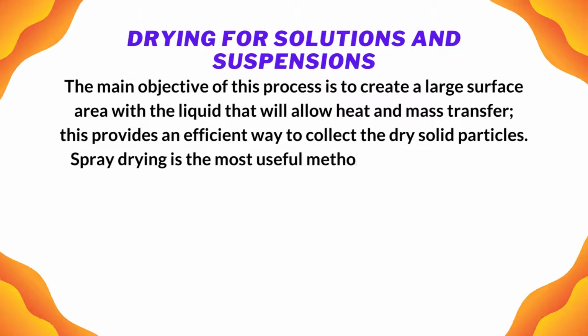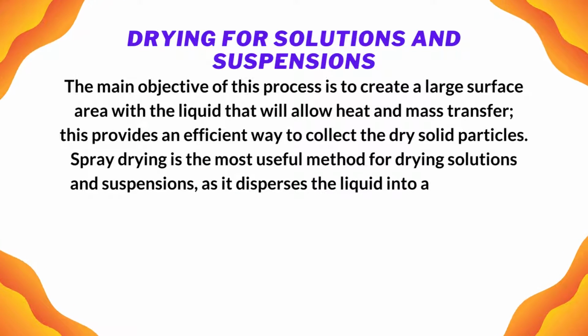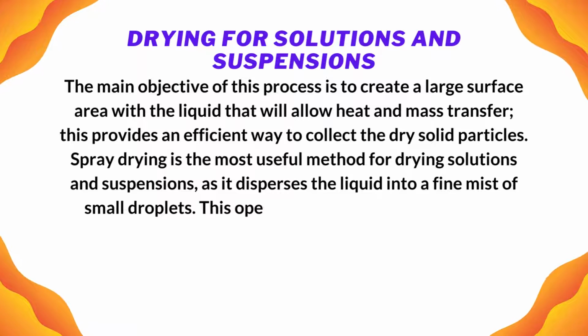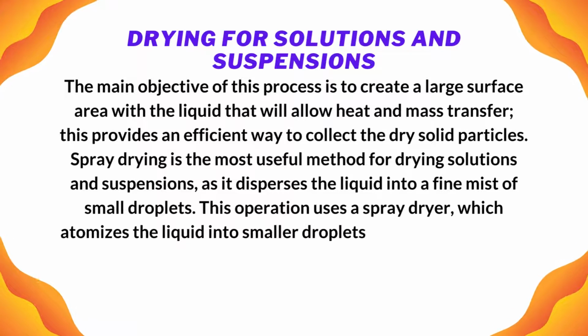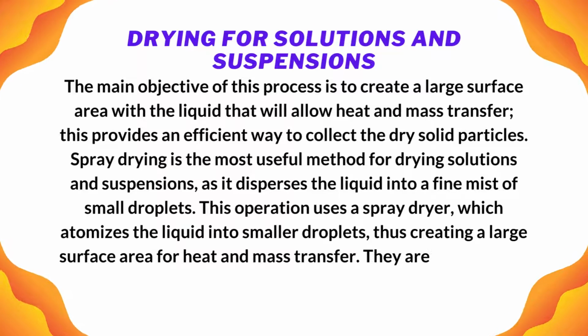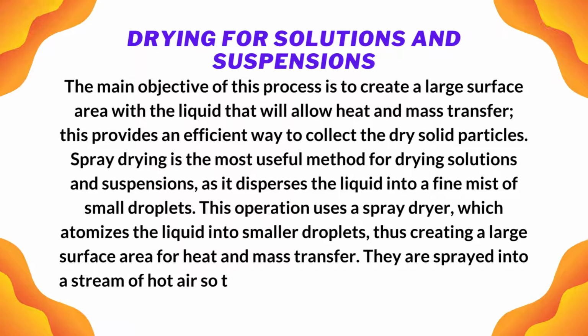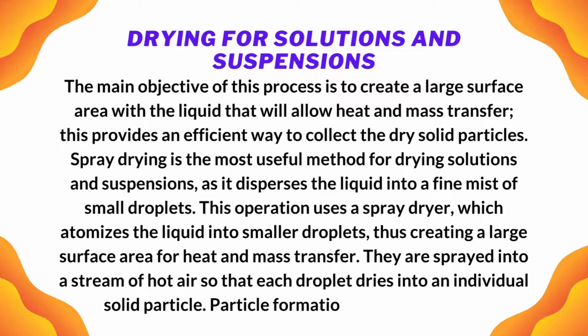Spray drying is the most useful method for drying solutions and suspensions, as it disperses the liquid into a fine mist of small droplets. This operation uses a spray dryer, which atomizes the liquid into smaller droplets, thus creating a large surface area for heat and mass transfer. They are sprayed into a stream of hot air so that each droplet dries into an individual solid particle. Particle formation and drying occur.